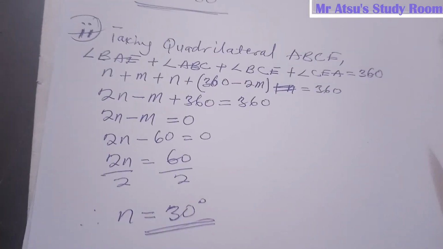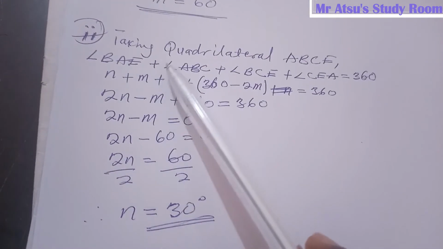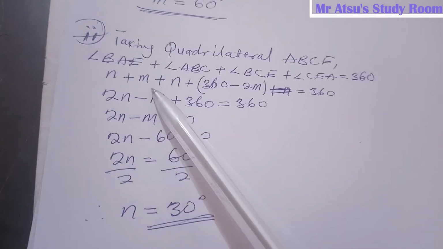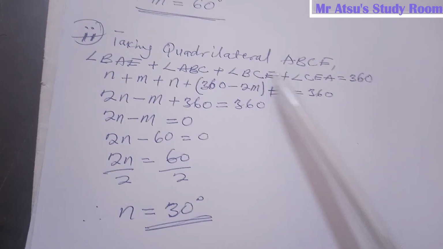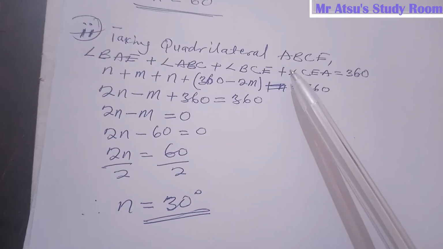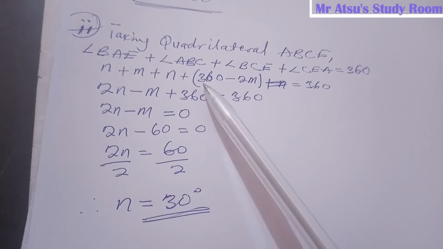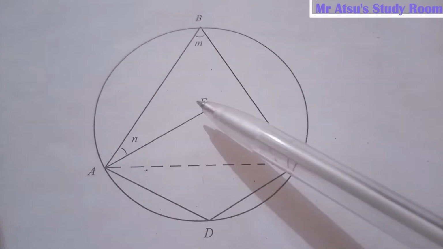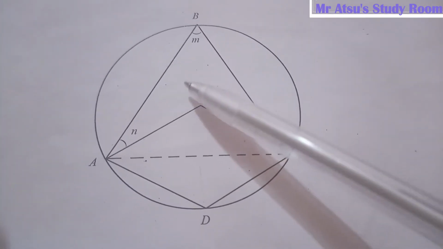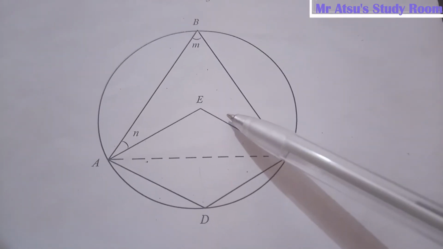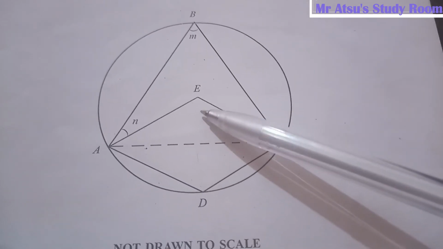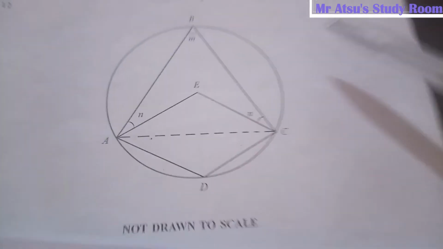So looking at the diagram, angle BAE is n, angle ABC is m, angle BCE is n, and then angle CEA is 360 degrees minus 2m, because this is 2m plus the reflex angle will give us 360 degrees. So if this is 2m, we just take 2m from 360 to get this. That's how we got that.